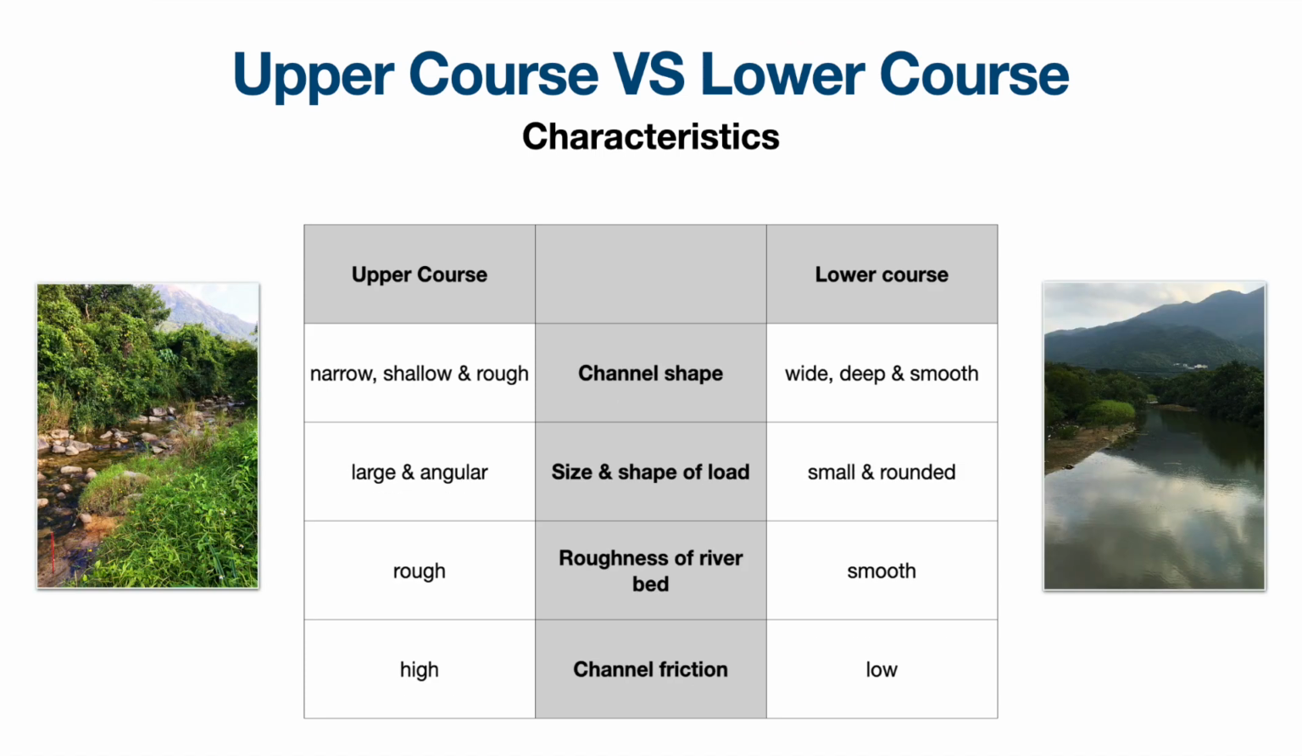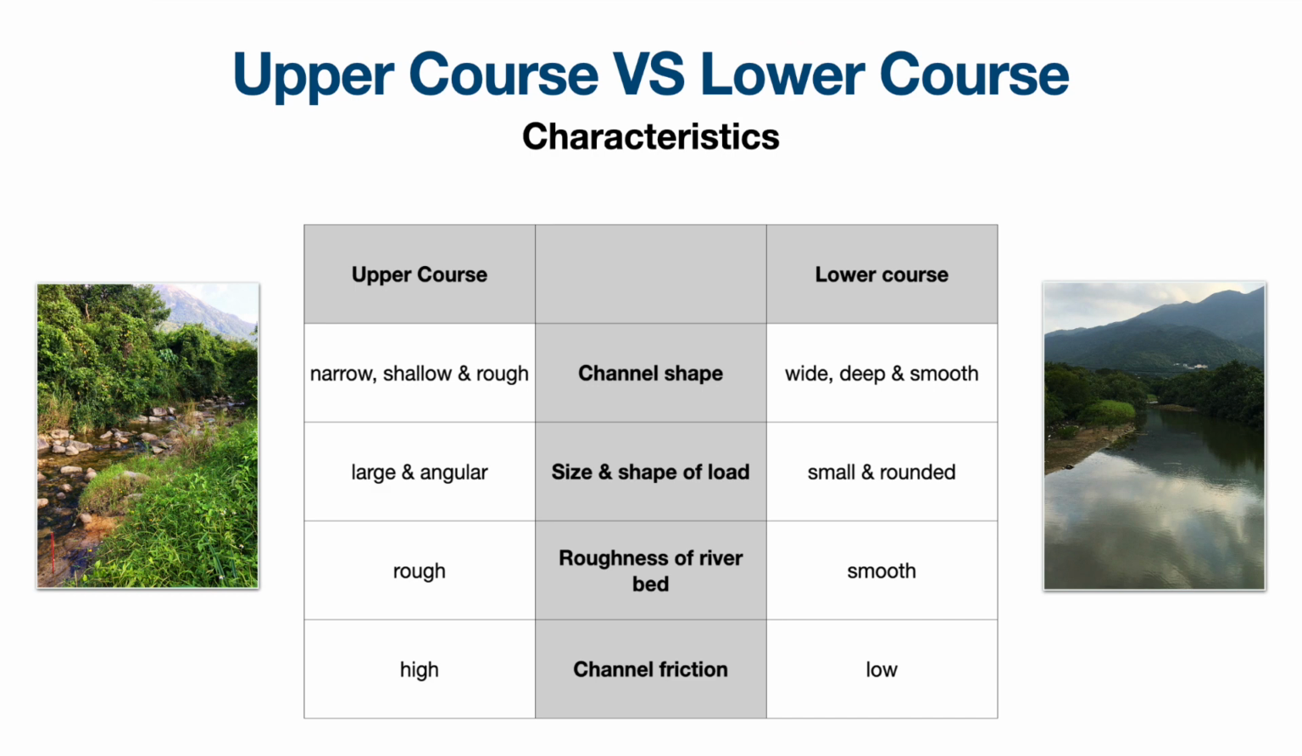Channel shape, narrow, shallow, and rough at the upper course because, as we mentioned, a lot of sediment, big and angular, and rough sediment over here, large and angular. That's why we have narrow, shallow, and rough riverbed because of sediment. At the lower course, we have wide, deep, and smooth riverbed. We already explained wide and deep because large discharge, a lot of tributaries join, a lot of lateral erosion, so wide and deep river channel.